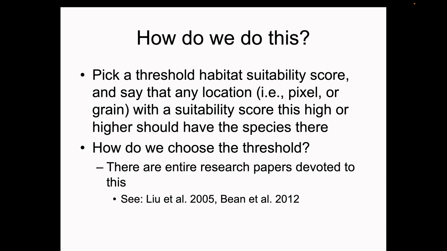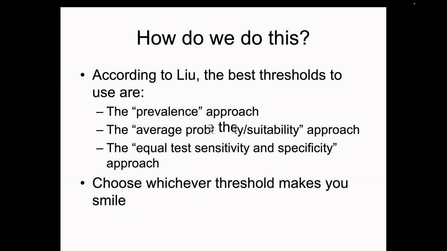And the way you do this is with thresholding. You take a habitat suitability score above which you decide, I'm going to declare that any habitat suitability score above 0.6 on the landscape, I'm going to declare that the species is present there. Does it mean that the species is actually really present there? No, but that's your assumption that you're making. So take it with a grain of salt. There are entire research papers devoted to this enterprise of trying to declare across the landscape that any habitat suitability score above a certain amount, the species must be there.